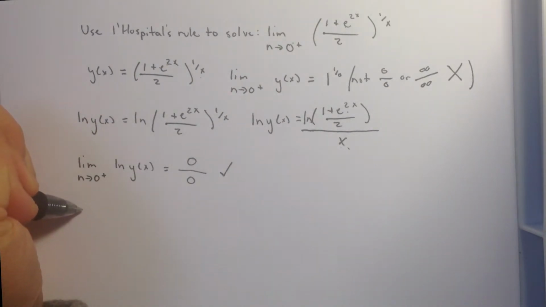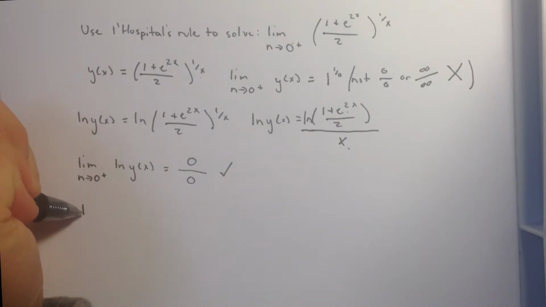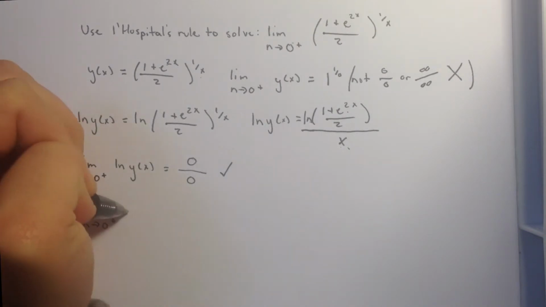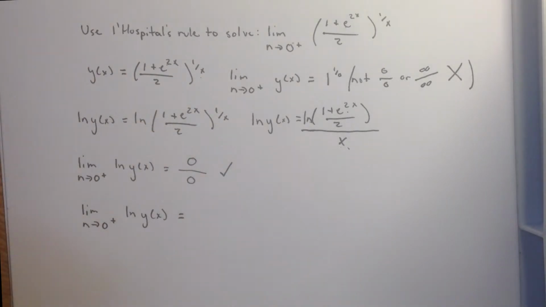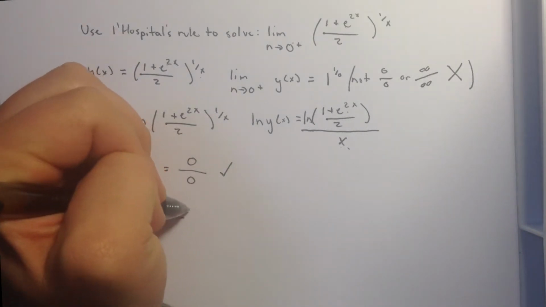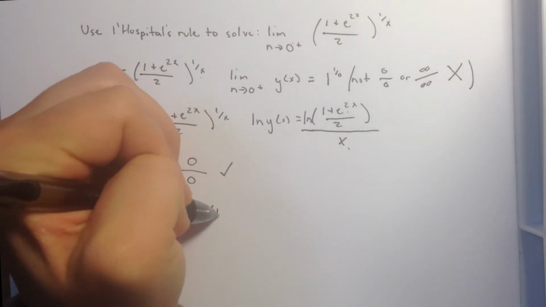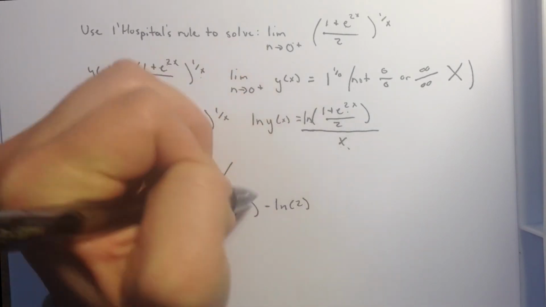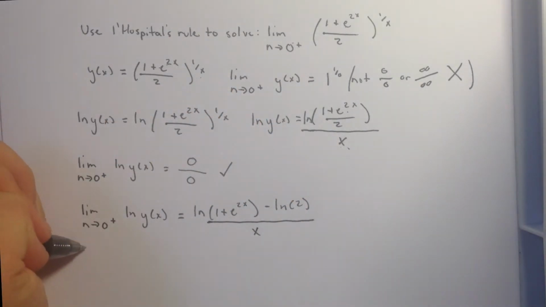So let's take the derivative. The limit as x approaches 0 from the positive side of ln of y of x is going to equal, well first, before we do that, we should rewrite this a little bit so it's easier to take the derivative. We can break this up to ln of (1 plus e to the power of 2x) minus ln of 2. Now we have a constant, which will go away when we take the derivative, over x. So now let's take the limit.